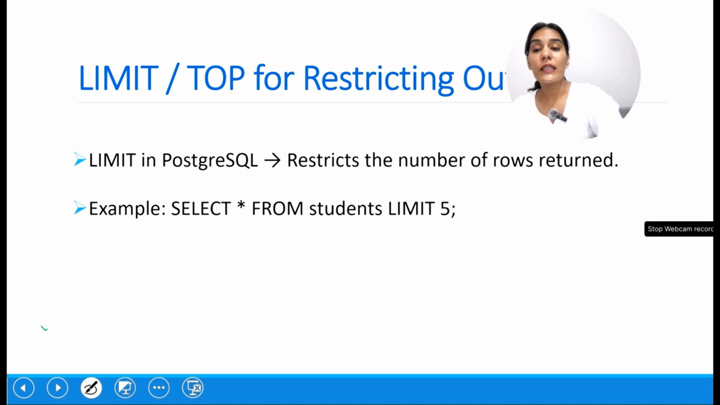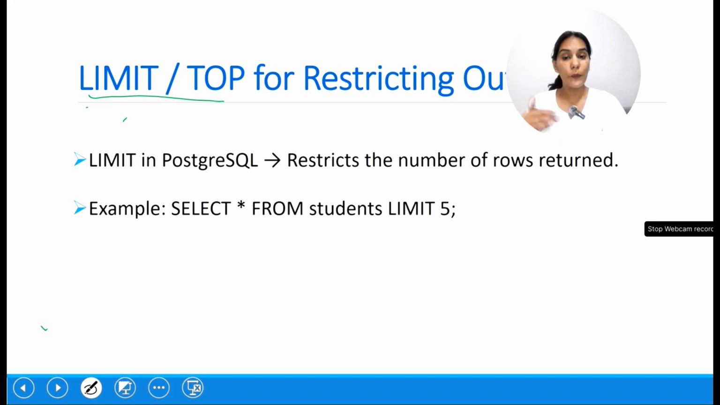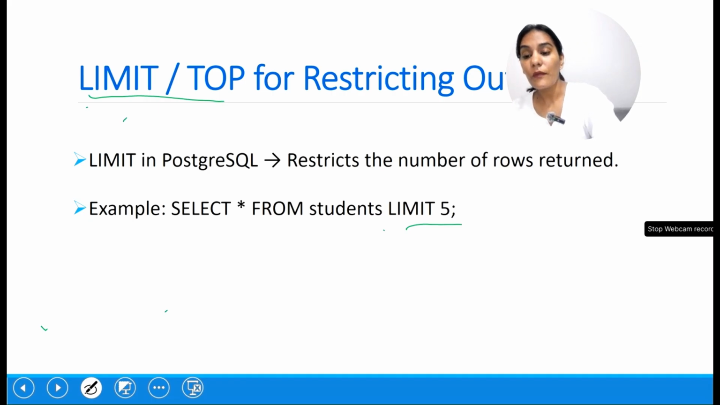Okay, so the next one is limit. We will implement this one as well. Just give me a few seconds. Now limit, or the top clause, will return the top rows. It will restrict the number of rows. We just want 4 rows, or we want 5 rows, so it will restrict instead of returning all the rows. Select star from student limit 5. So only the top 5 students will come as a result.